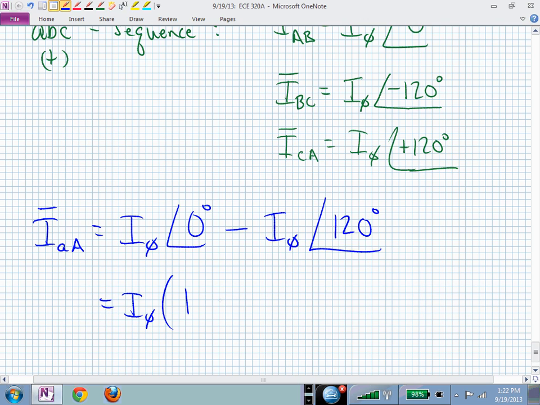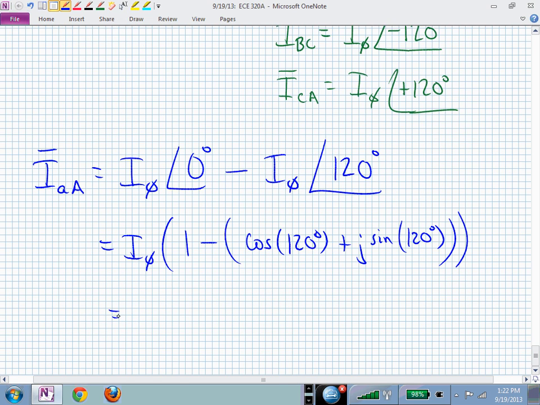1 minus cosine of 120 degrees plus j sine of 120 degrees. Doing all of that algebra ends up with the square root of 3 I sub phi. We now have a real part of 1.5 and an imaginary part of minus square root of 3 over 2. And that's going to give us a negative 30 degrees, isn't it?